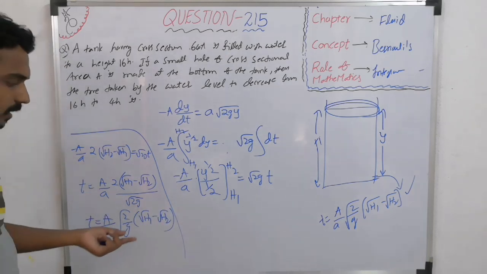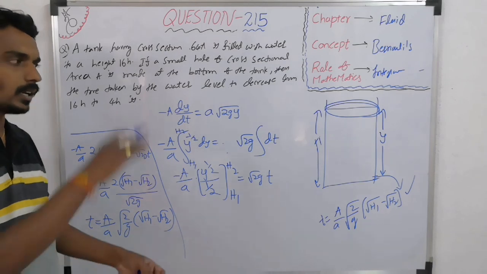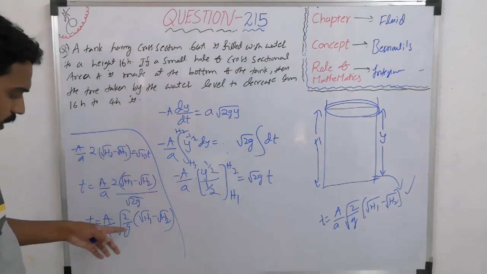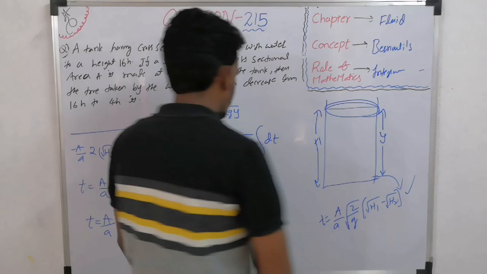To empty the tank, h2 will become what? 0. Finally there is no water. So it is under root 2h by g, that depends.